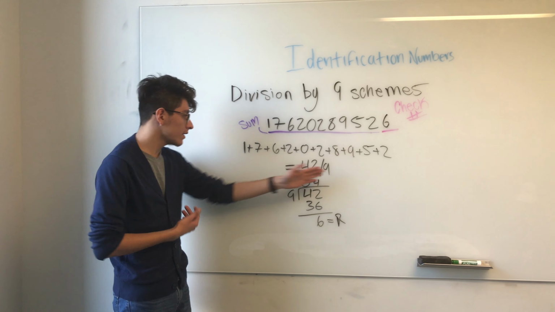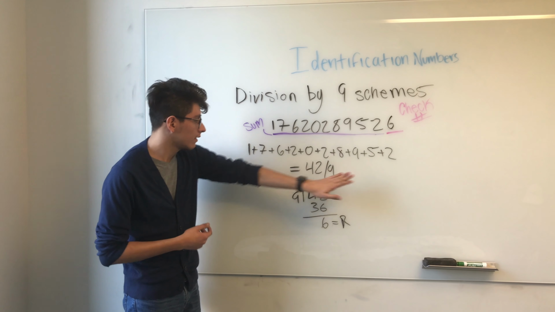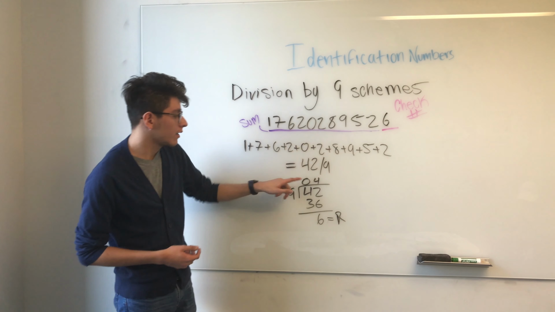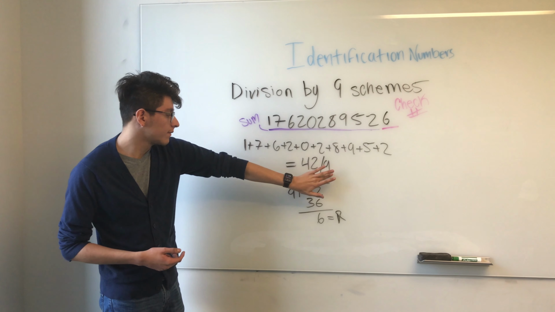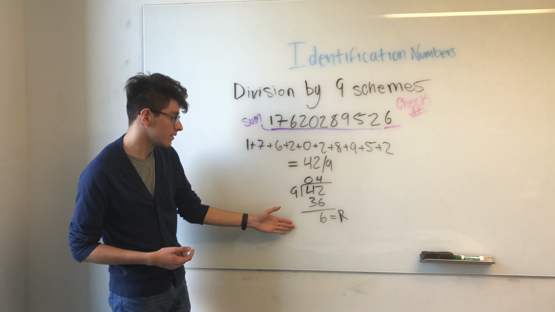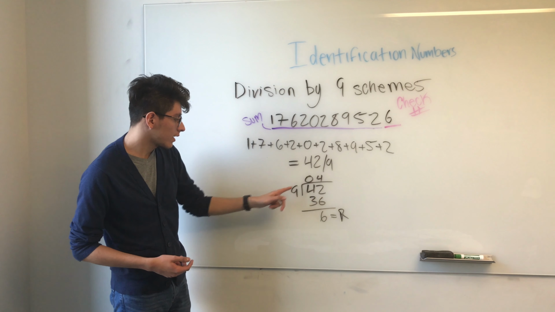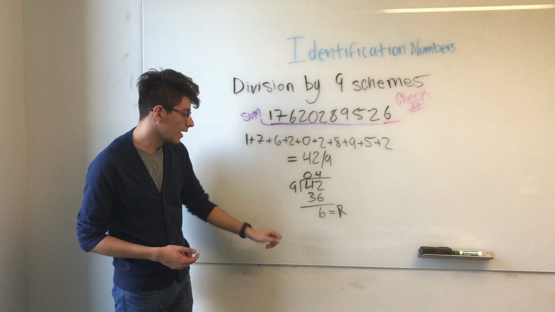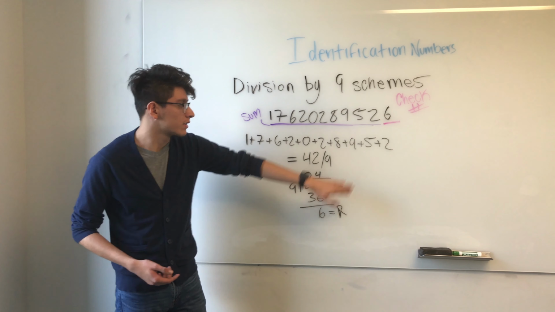So if you use this one for example, we add the first digits together and we get 42. After dividing them by 9 using long division, we see that we can only get 9 into 42 4 times, leaving a remainder of 6, which equals our check digit.